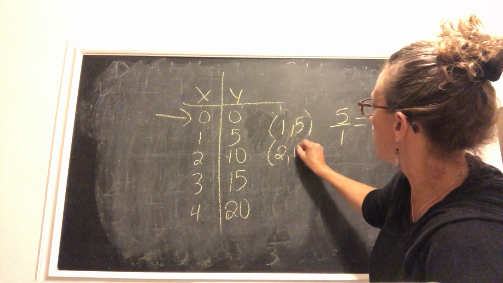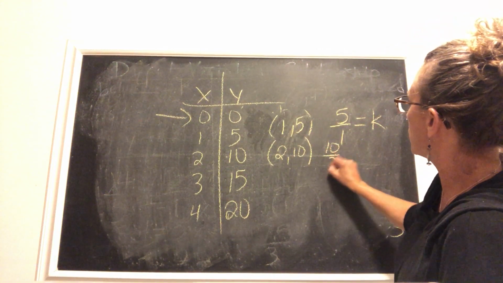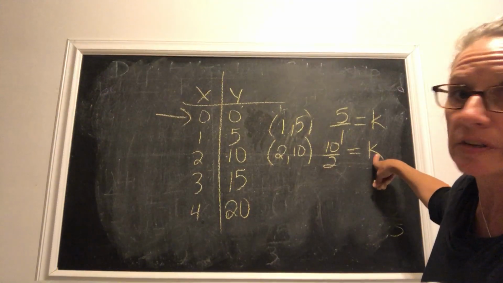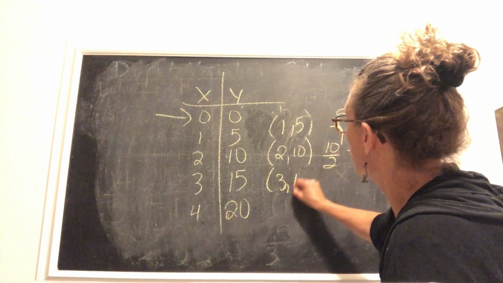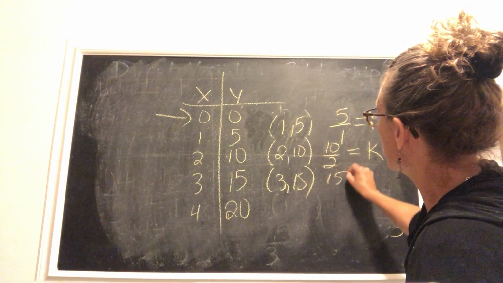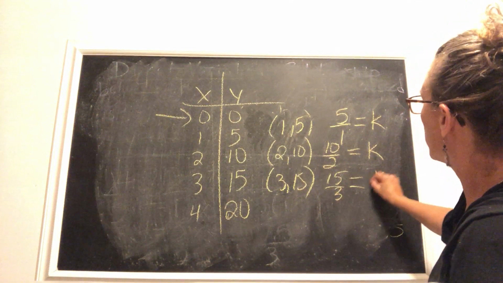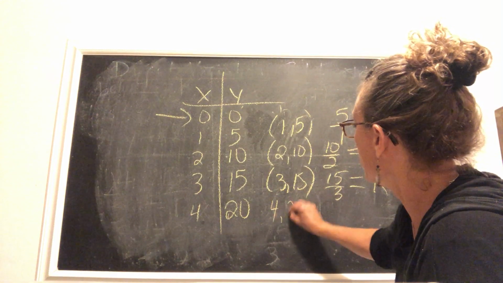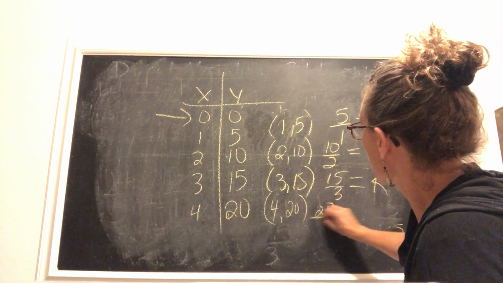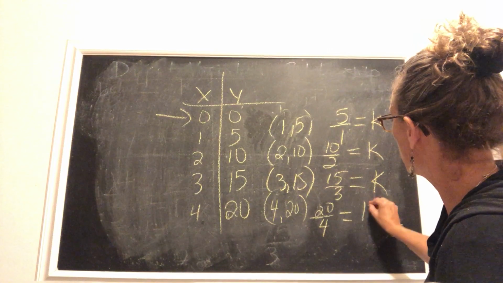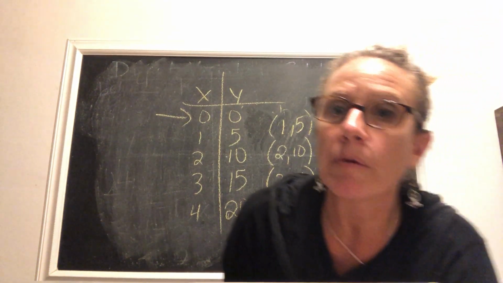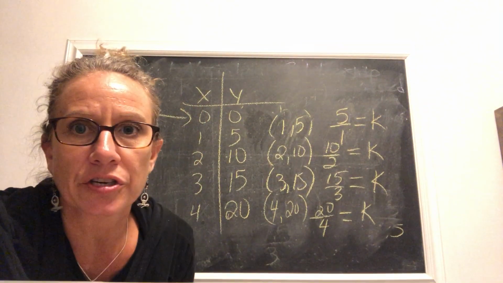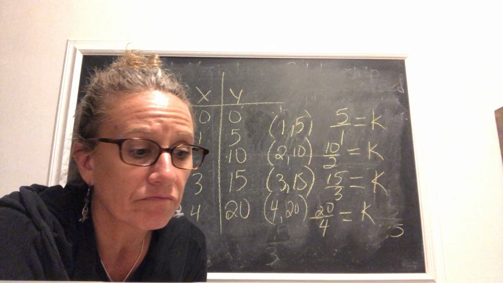Then the point is (2, 10). So 10/2 reduces also to 5, which is the same. Then I take the point (3, 15), 15 divided by 3, that's also 5, which is the same constant. And the last point, (4, 20), if I take the y and divide by the x, it's also 5, which is the same constant. So since they all have the same constant of proportionality, we say that this is direct variation. And that's pretty much direct variation.